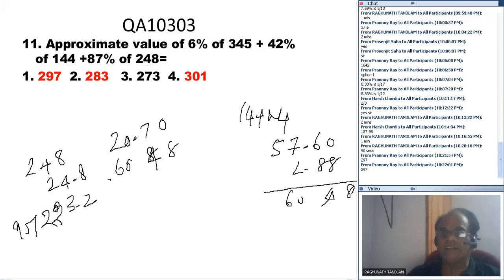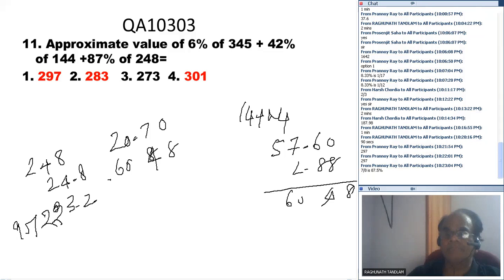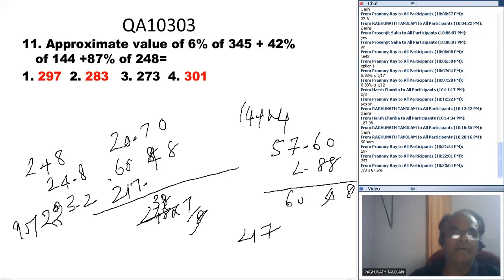Is it 301 or 297? Okay, 87.5. See, the trick is 7 by 8. 87 is very close to 7 by 8. Good, 7 by 8. That's beautiful. 248 into 7 by 8 becomes 217. 297. It is 297, not 302. 87% is slightly less than 87.5%, which is 217. 217 plus 60 plus 20 is 297, can't be 300.